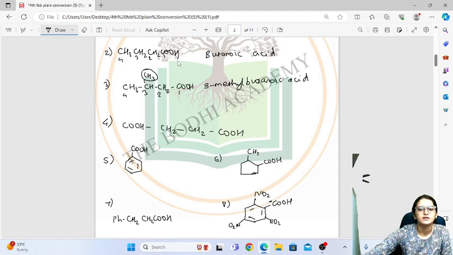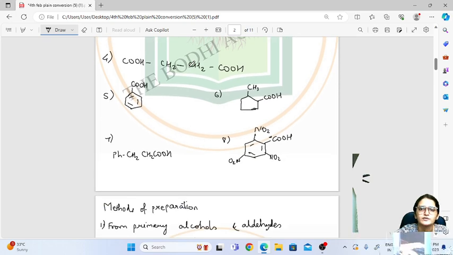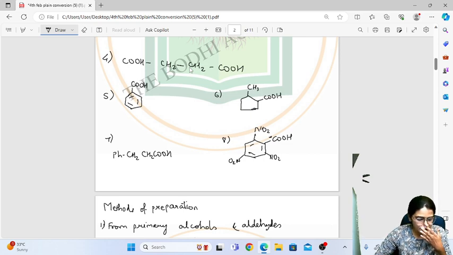Okay, so this is the naming in carboxylic acid if you have only one carboxyl group. If I have 2 carboxyl groups, then how will the naming be? Here, how many carbons are there? 1, 2, 3, 4. 4 carbons. So we have to start numbering 1, 2, 3, 4.